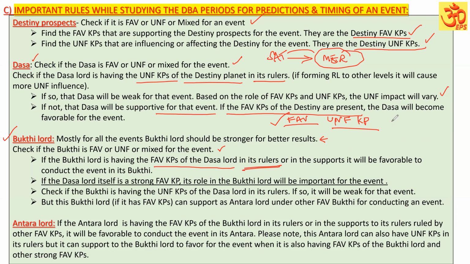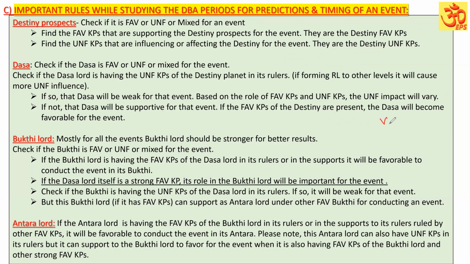Suppose Buddhi lord, Mercury, sorry, not Mercury. Mercury is the unfavorable, we already said, no? Suppose Buddhi lord is, say, Venus. Venus is favorable, and the key planet of the dasa lord is, for example, Saturn. Saturn is not there in the Venus star level, sub-level, or 2A level. If it is not present, then we cannot say it is not going to favor. Suppose Venus is star and sub of other favorable key planet, and Saturn is there in supports to this Venus or in star lord, if it is present, then that will also give its influence, right?